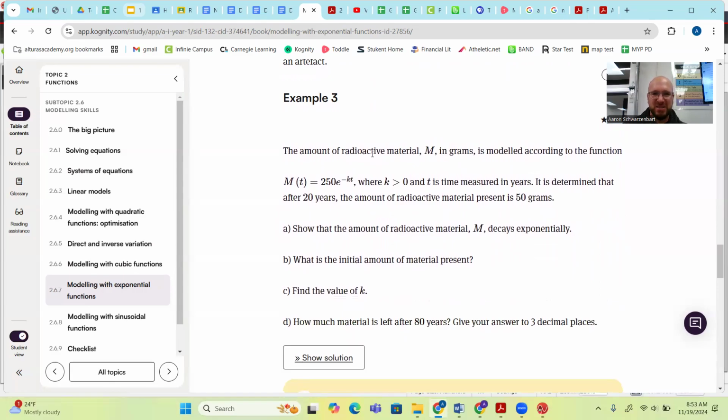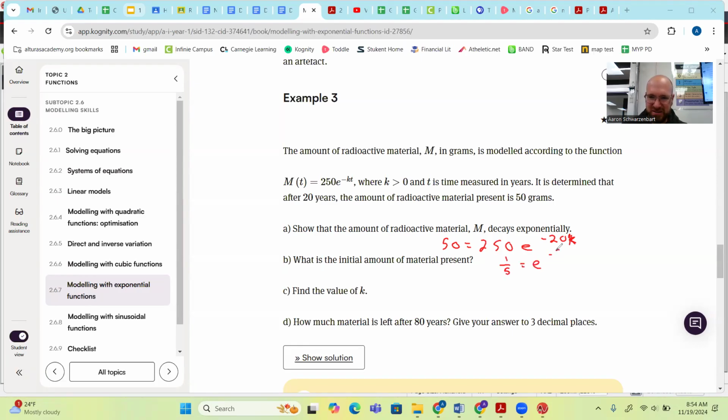Okay. So radioactive material, M, is modeled according to this function. It is determined that after 20 years, the amount of radioactive material present is 50. So that allows me to get the value for k. E here is the number e. It is not a variable. E will never be a variable anymore. So 50 equals 250 e to the negative k times 20. I'm just going to write it in the way we would normally write this.